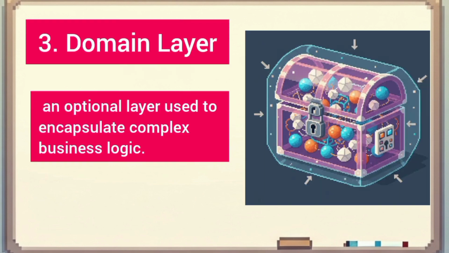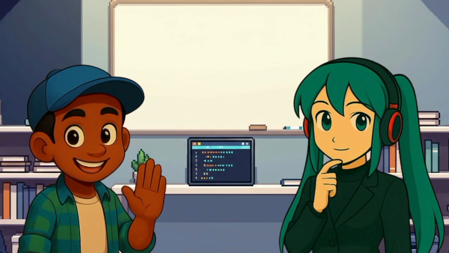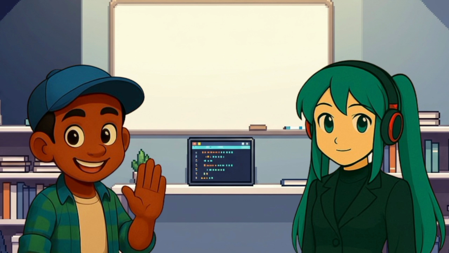The middle layer is the domain layer. This is an optional layer used to encapsulate complex business logic. If your app logic is simple, you can skip this layer to keep your structure clean and straightforward. Now that we have the two essential components of any application, the presentation and data layers, what comes next?